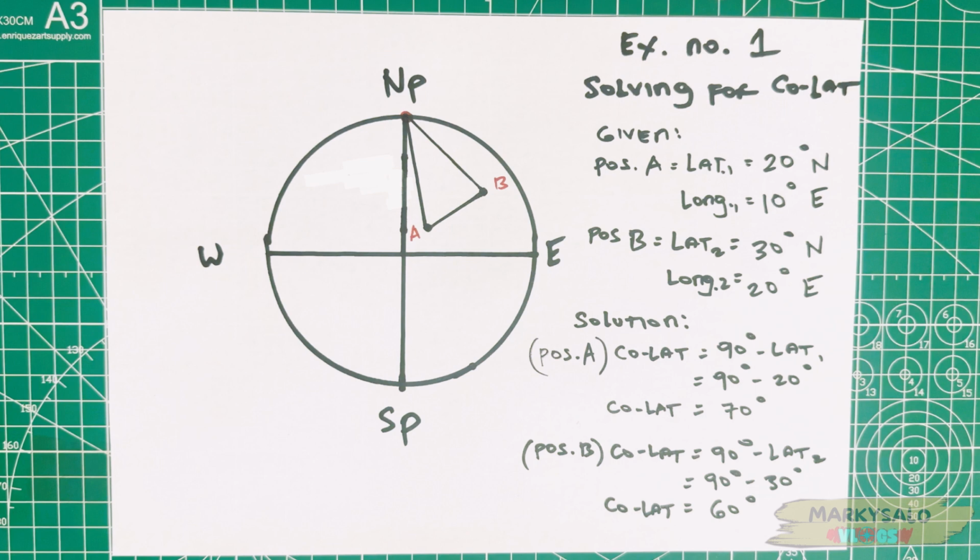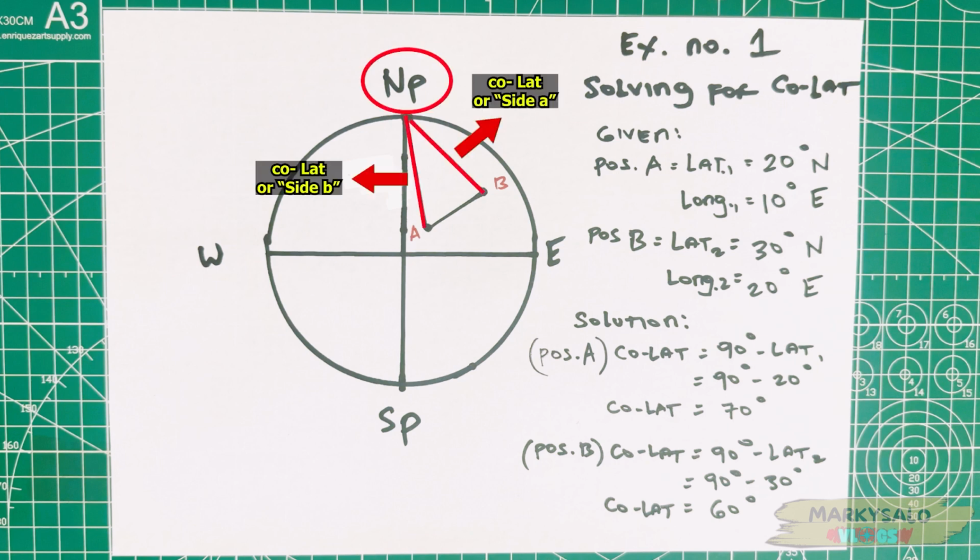Okay? So from point A to point B, we need to draw a line connecting it to the north pole. Actually, this line is the colat, and have you noticed? If you noticed, we have made a triangle. So actually, this is the introduction to the spherical triangle. So the sides from point A to the North Pole and point B to the North Pole are the colatitude.